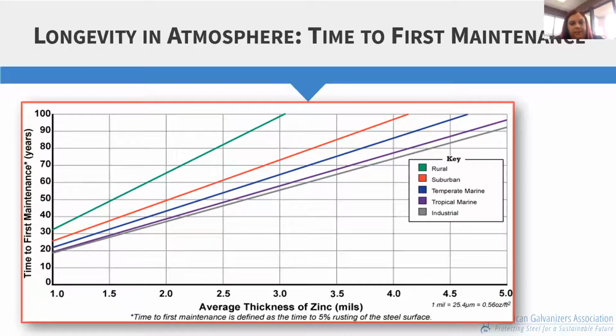This particular time to first maintenance chart that I'm showing you here shows the life of hot dip galvanized steel in various atmospheric environments. The typical minimum coating requirement for galvanized steel for any piece of steel that's 1/4 inch thick or greater is about 4 mils of zinc. So if you look at that 4 mil line and come up, even in an industrial environment or an urban area, which is the most corrosive, you're looking at about 72 years before any maintenance is required. And that would be defined as 5% rust of the steel surface. So 95% of that bridge would still have some zinc coating on it at that point.